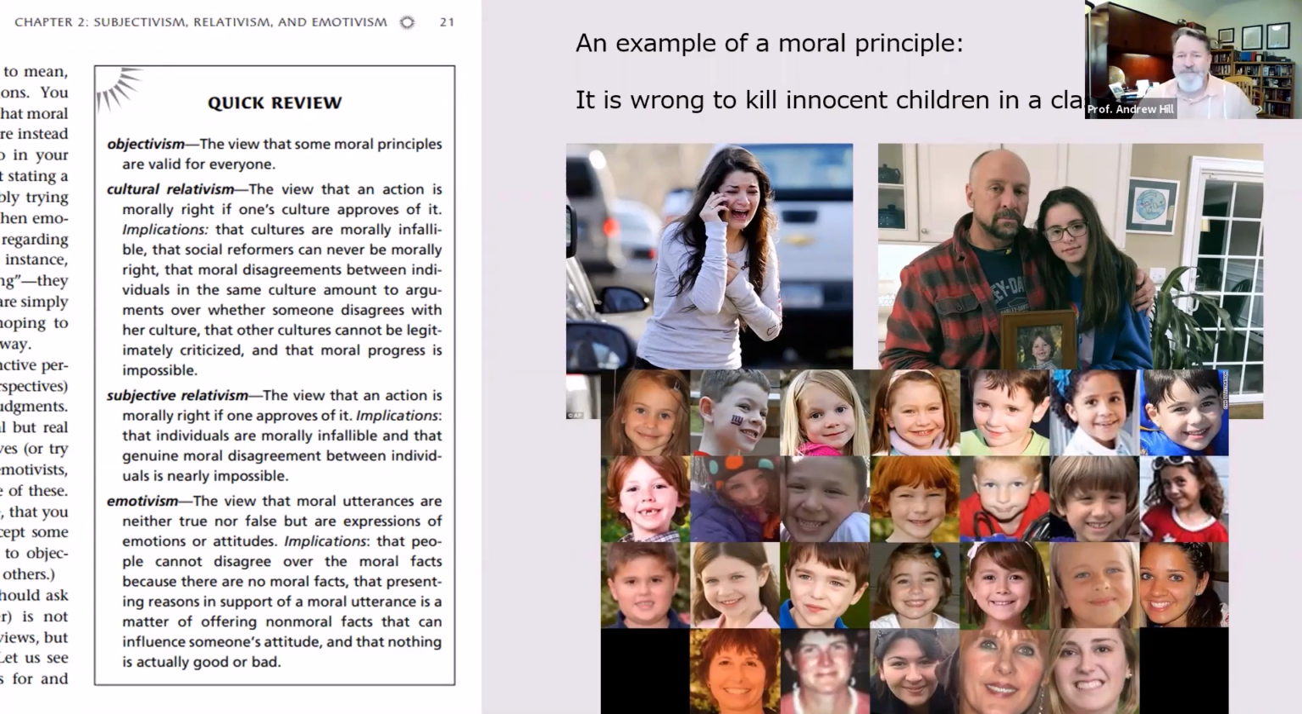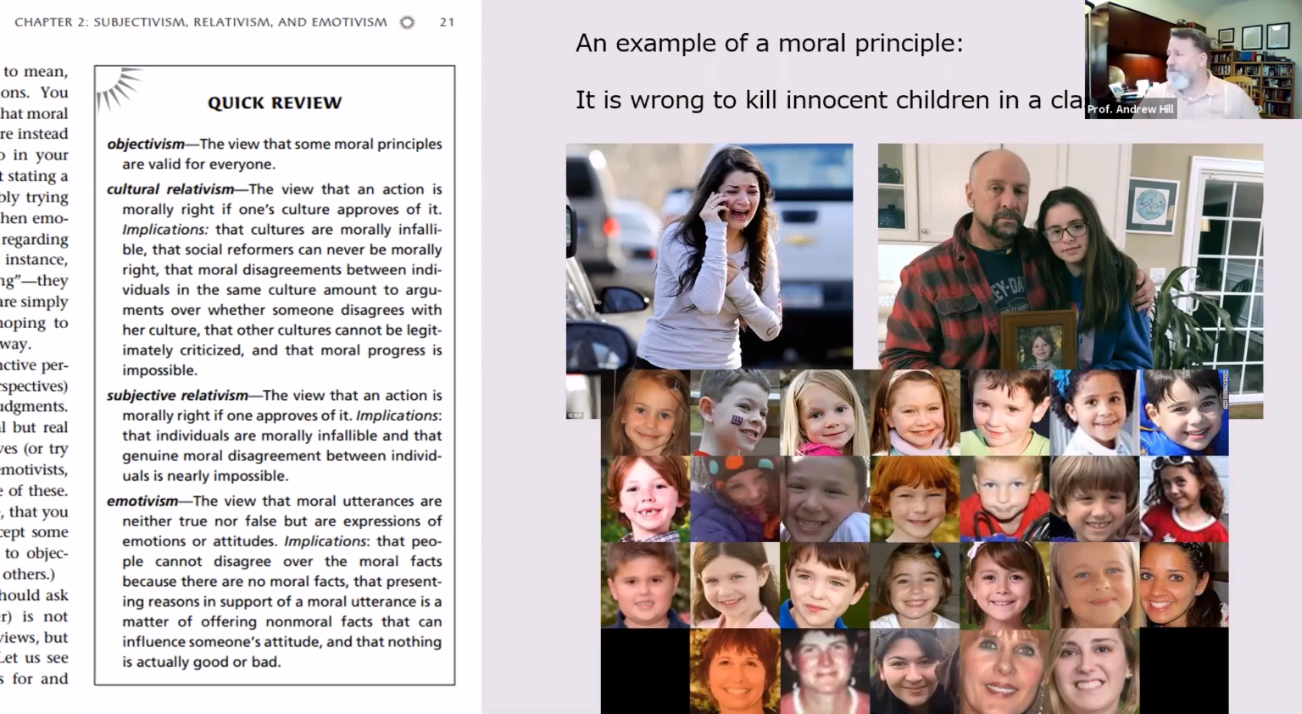And so, for example, here's a moral principle. It's wrong to kill innocent children in a classroom. And these are the faces. We're coming up next year on the 10-year anniversary of the Sandy Hook shooting. It happened in an elementary school in Newtown, Connecticut. And as you can see, these little children, there were 20 little children who were killed, and then 6 of their teachers. And it was a terrible story. And I want to be the first person to jump up and say, this was wrong. And it was a tragedy, and it was a horrible thing that happened.